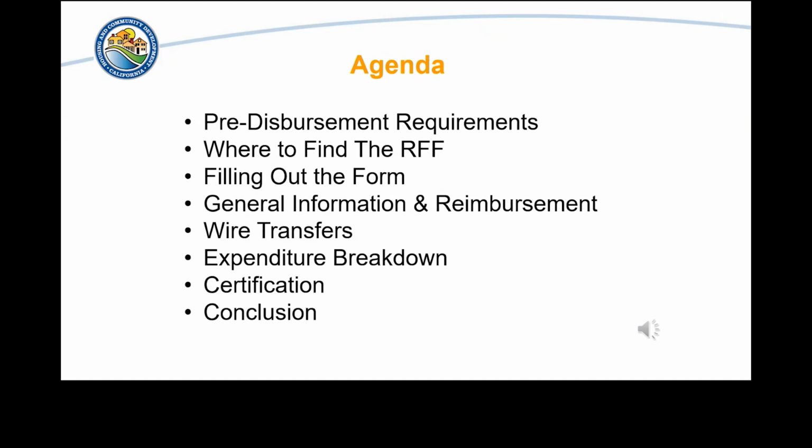For today's agenda, we will be providing an overview of the RFF process, including pre-disbursement requirements, where to find the RFF form on the HCD website, filling out the RFF form, general information and reimbursements, wire transfers, expenditure breakdown, and certification. We will then conclude the Homekey 3 Request for Funds overview. If at the end of this presentation you still have questions, please reach out to your assigned state grant management representative, and they will be happy to assist you.